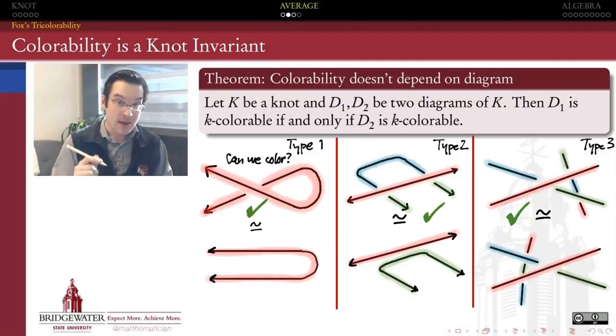And therefore, k-colorability is not a property that defines diagrams of knots, but is a property that belongs to the underlying knot itself. And that makes it valuable as a tool for distinguishing between different knots.